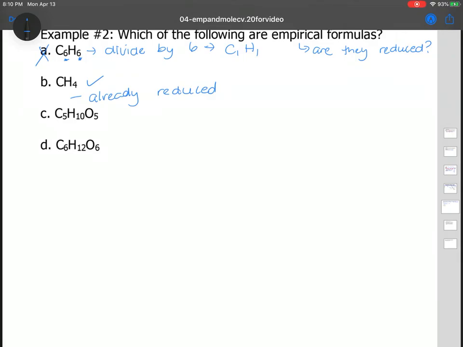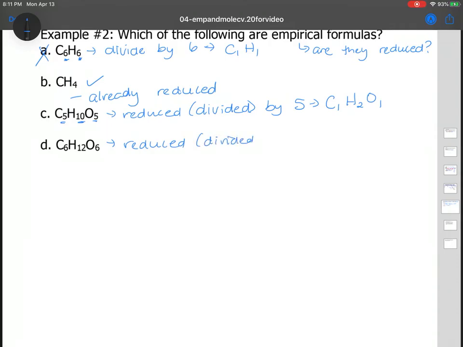C5H10O5, those of you that are biologists, this is a ribose sugar. It has 5 carbons, and all of these can be reduced by 5, or divided by 5, whatever you prefer. So the empirical formula here really should be C1H2O1. This down here is glucose, which can be reduced to C1H2O1. So you'll notice here that they have the same empirical formula.